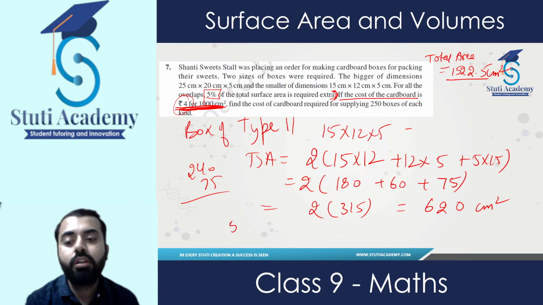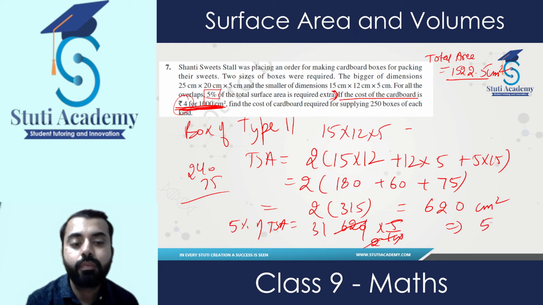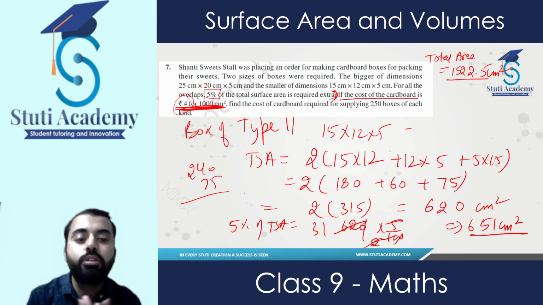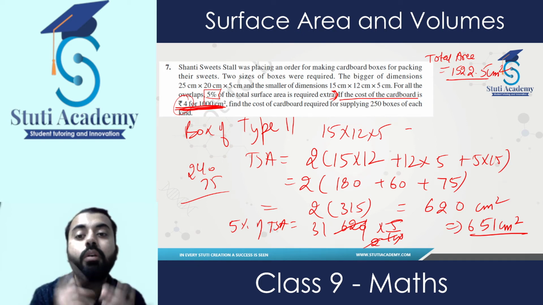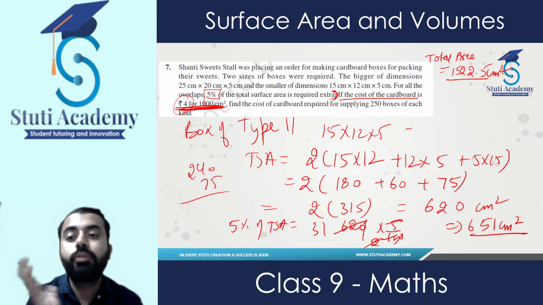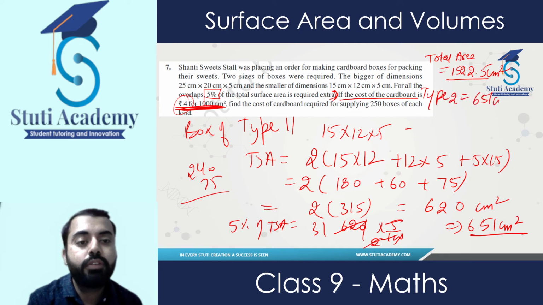The total surface area: 5% of TSA will be what? 630 into 5 over 100, the 100 cancels out, you get 31.5. Total surface area is what? 661.5 centimeters square, right? That is the total surface area of one box of dimension 15 into 12 into 5. That was the total surface area of one box of dimension 25 into 20 into 5. Now I wrote this here as well, type 2.